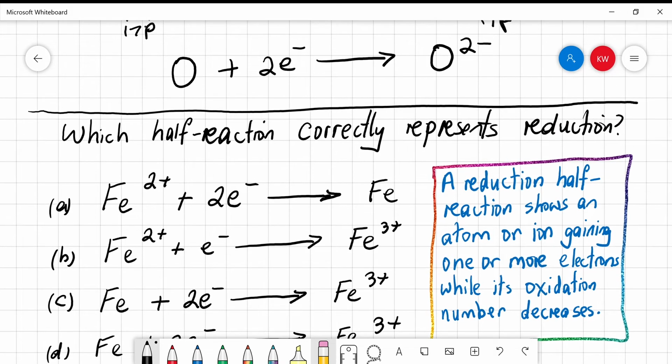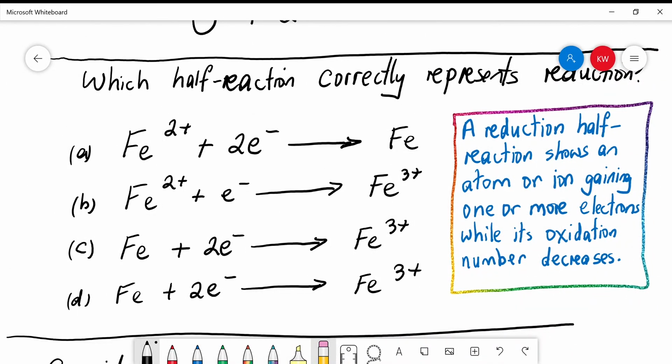We're going to try to determine which one of these correctly represents reduction. So we're looking for something where there's a reduction in oxidation number. We have a 2 plus going to a 0. So this is a reduction. We have a 2 plus to a 3 plus. This is an increase. We have a 0 to a 3. That's an increase. This is an increase. So the one that represents a reduction would be A.